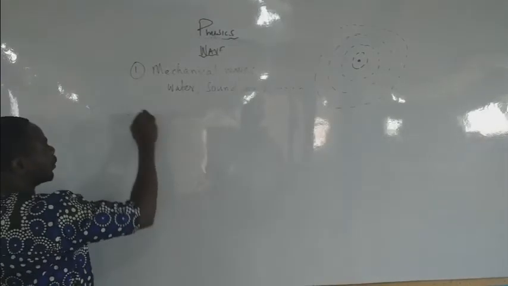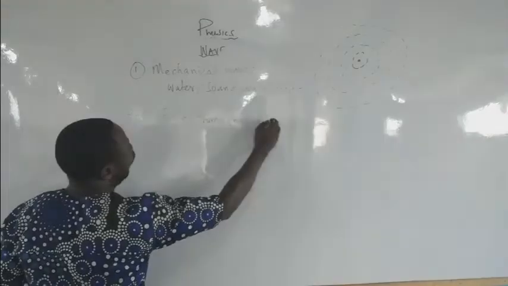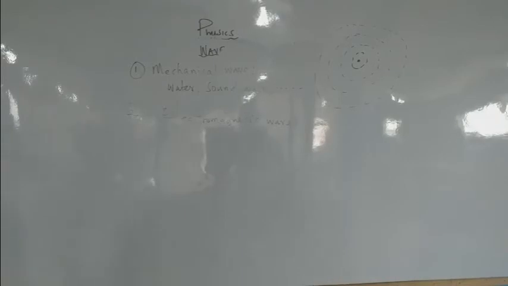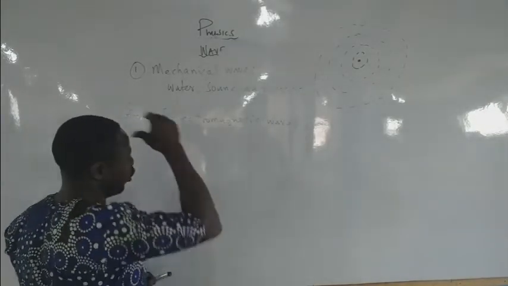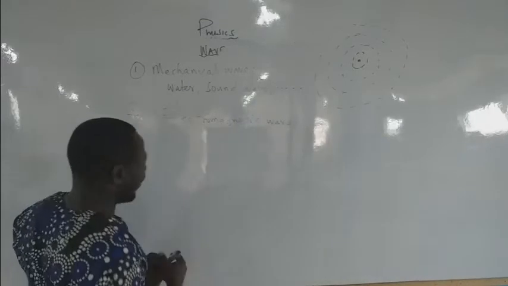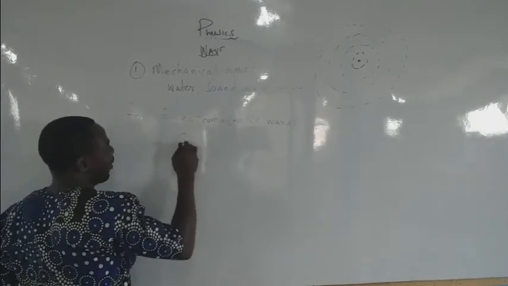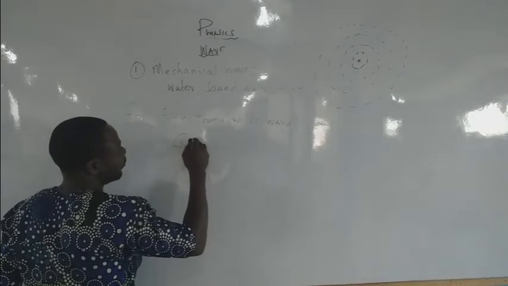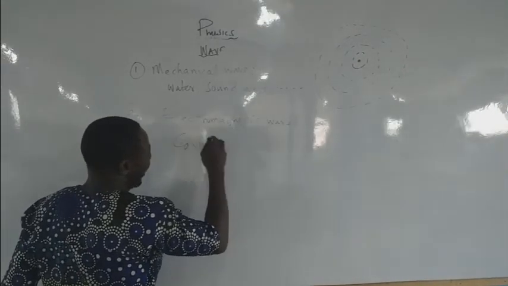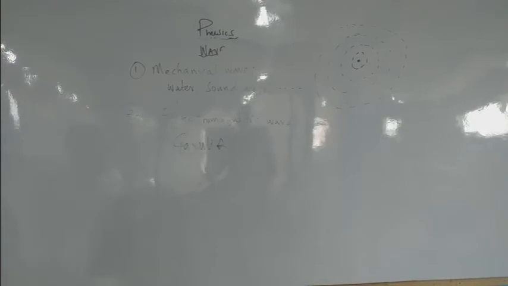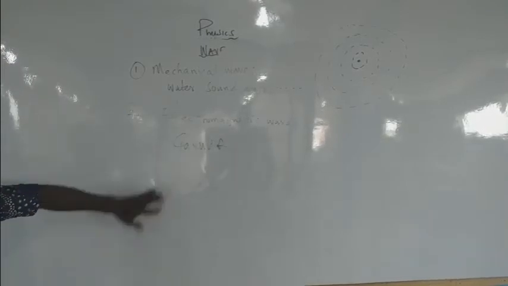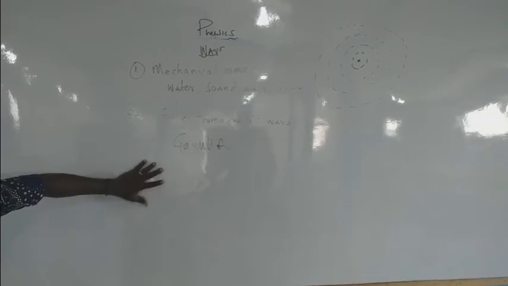Number 2, electromagnetic wave. What is an electromagnetic wave? This is the one that does not require material for its mode of propagation. Examples include gamma ray, X-ray, ultraviolet, visible light, infrared and radio wave. These waves do not require material.